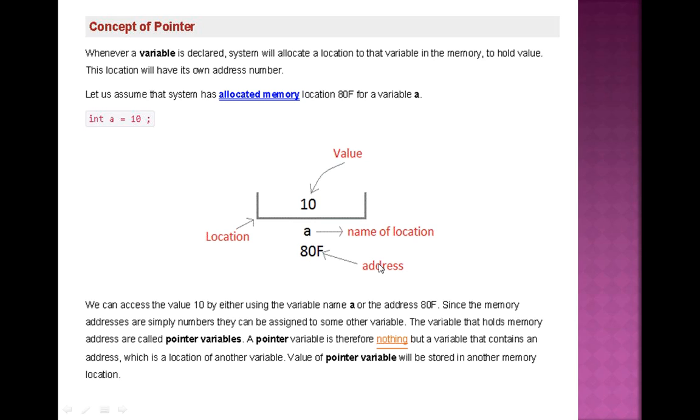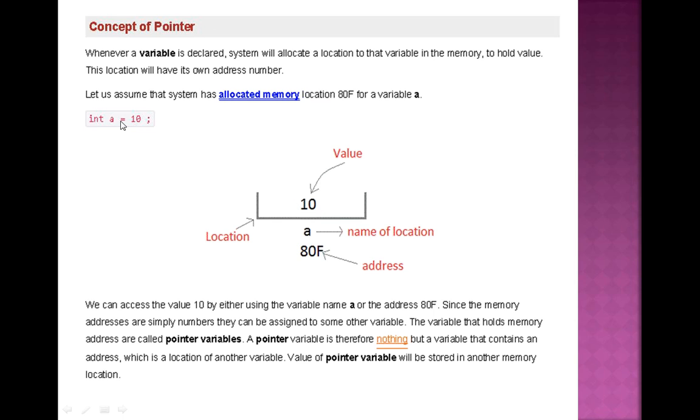We can access the value 10 either by using the variable name a or the address 80F. So we can access the value 10 either using the name of the location, that is a, or using the address, that is 80F. Since memory addresses are simply numbers, they can be assigned to other variables. The variable that holds a memory address is known as a pointer variable. So another variable, for example b, that stores the address of a, that is 80F, is known as a pointer variable. So a is simply a variable.